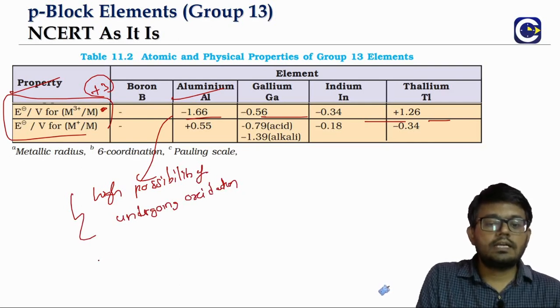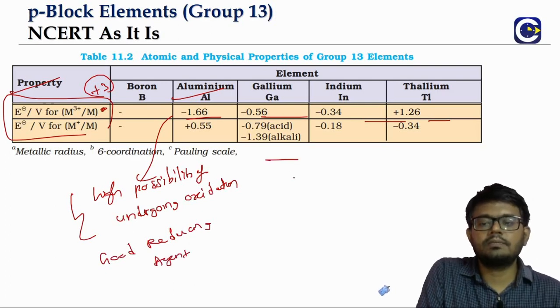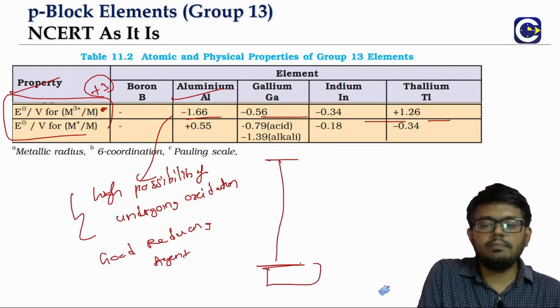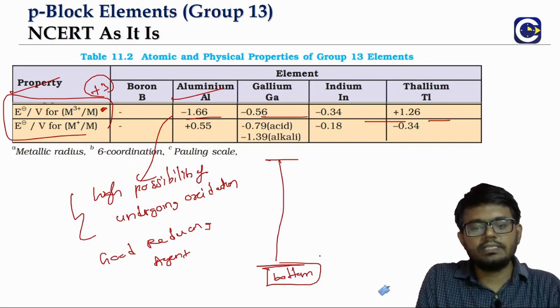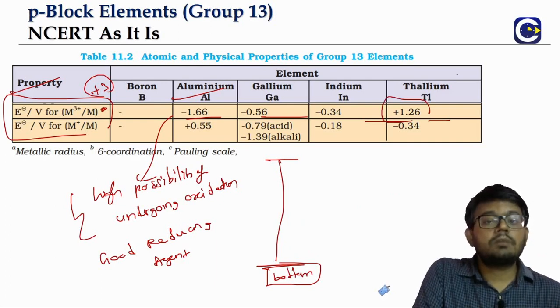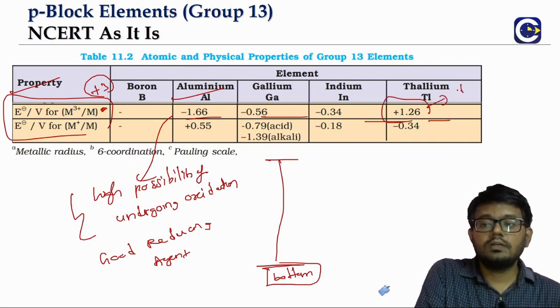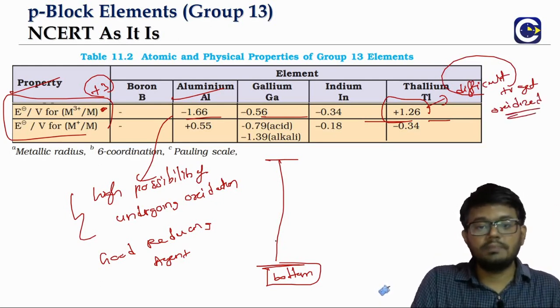That means it will be able to act as a good reducing agent, because in the reduction potential series, the bottom elements, most negative means bottom, will be able to easily undergo oxidation, which means they are good reducing agents. Whereas if you go to thallium, it is plus 1.26. It is difficult to get oxidized, which means it is not very easy to form thallium 3 plus.